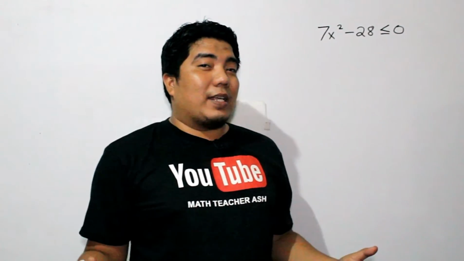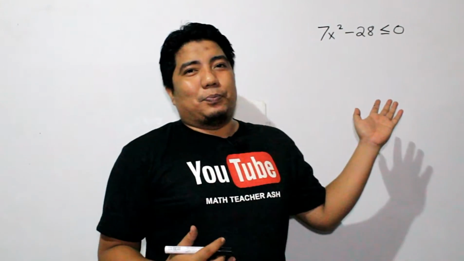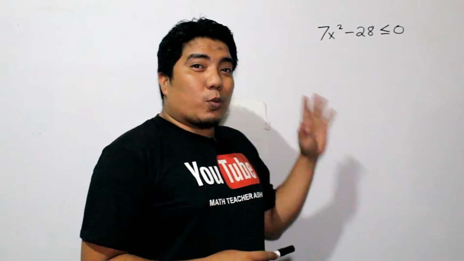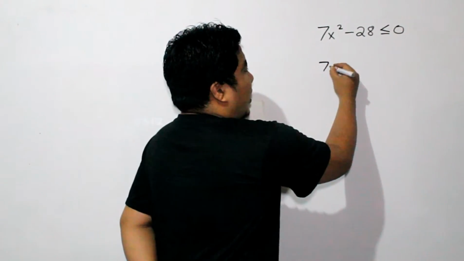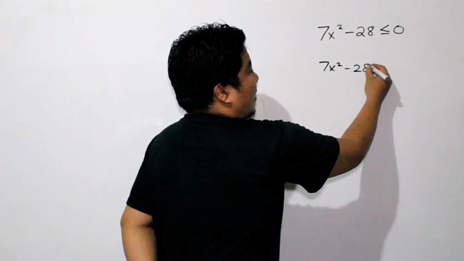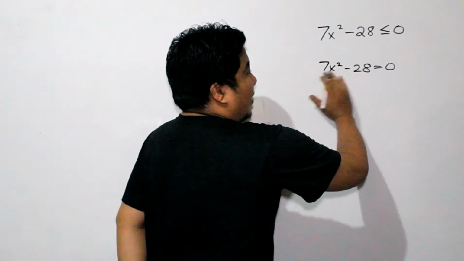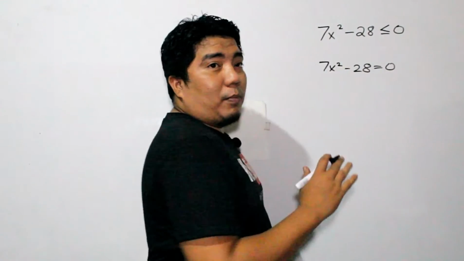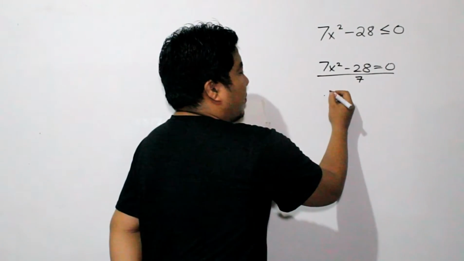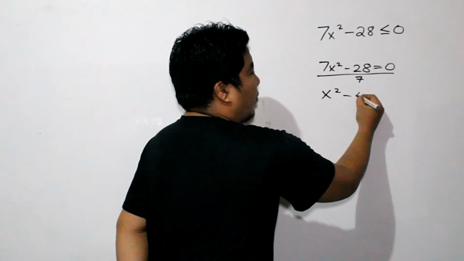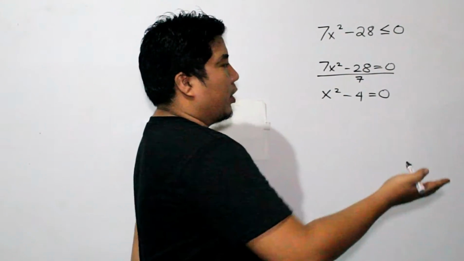Okay, math learners, for our next example, we have 7x squared minus 28 is less than or equal to 0. Question is, how do we solve this quadratic inequality? So, it's very simple, the same concept. We will change our inequality symbol into an equal sign. Okay? And then you solve for the value of x. So, remember that this is factorable by 7. So, I can divide the whole equation by 7. So, this gives me x squared minus 4 is equal to 0.